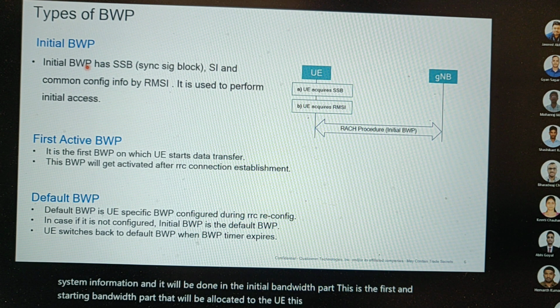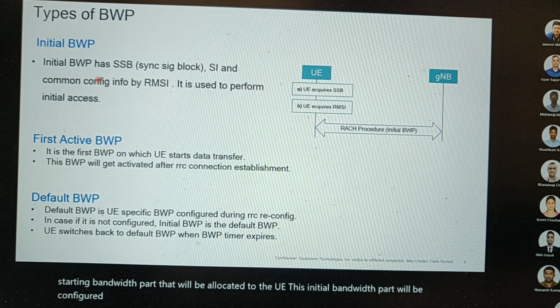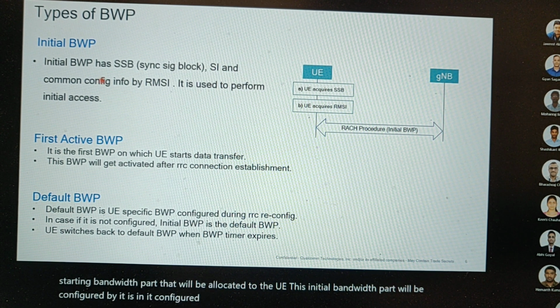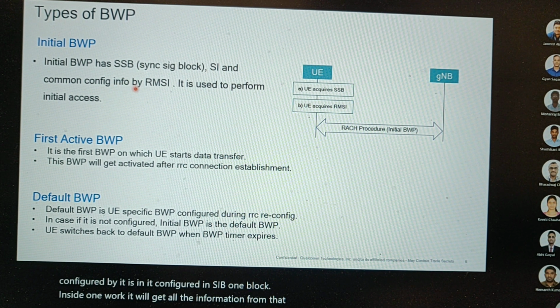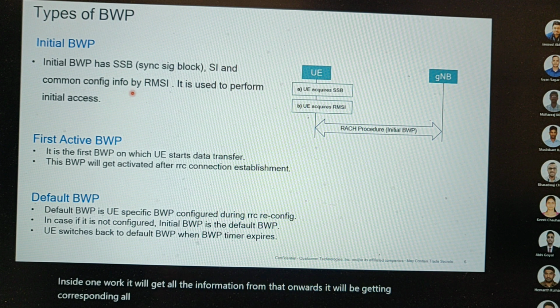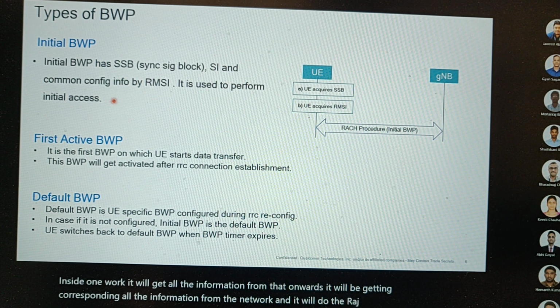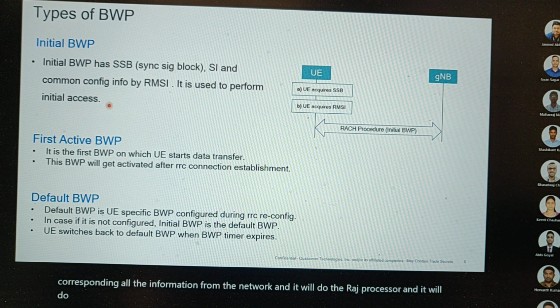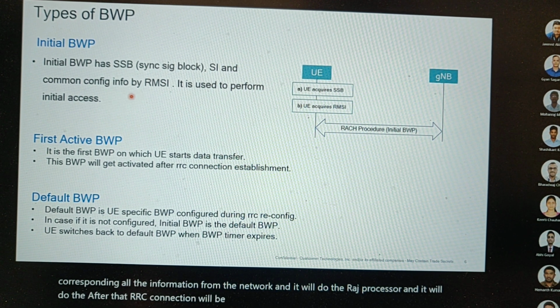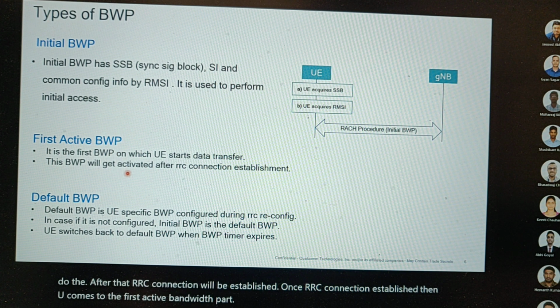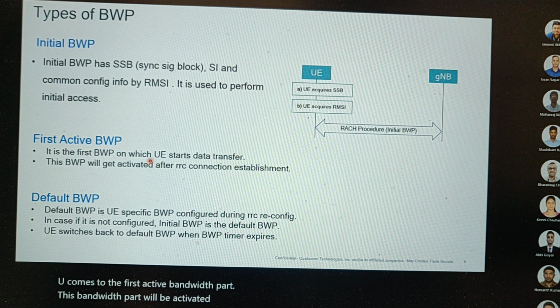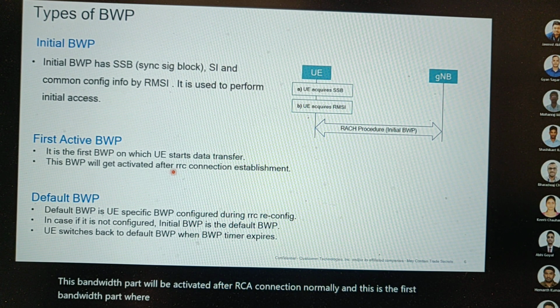This initial bandwidth part is configured in the SIB1 block. In SIB1, it will get all the information. From then onwards, it will get all the corresponding information from the network, do the RACH procedure, and after that the RRC connection will be established. Once the RRC connection is established, the UE comes to the first active bandwidth part. This bandwidth part is activated only after RRC connection, and this is the first bandwidth part where the UE can start sharing data with the network.